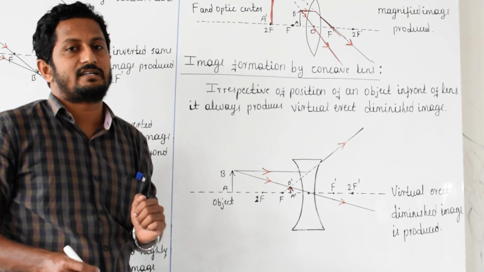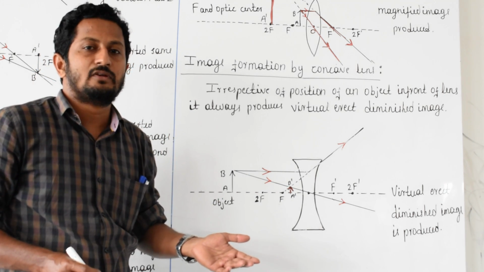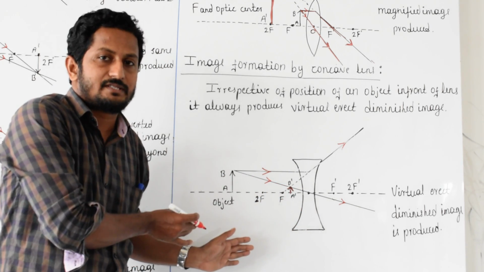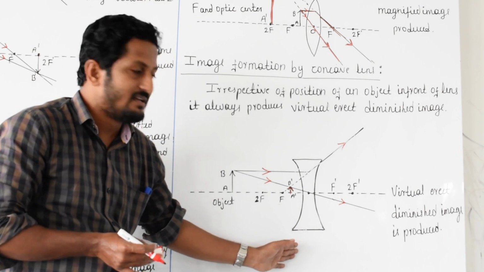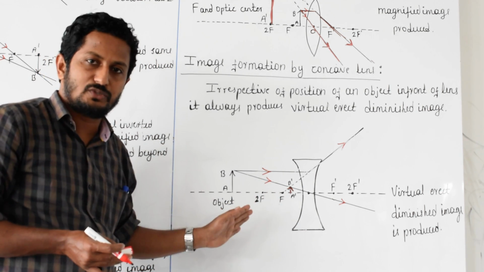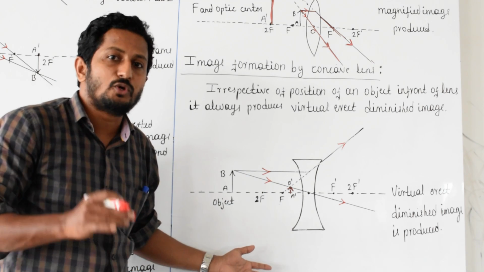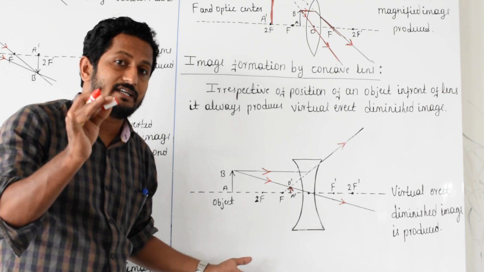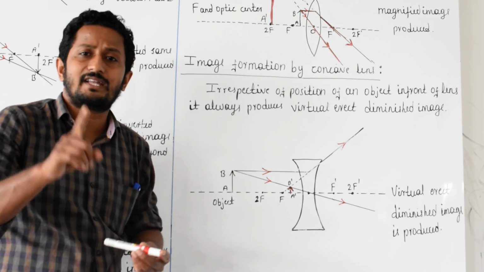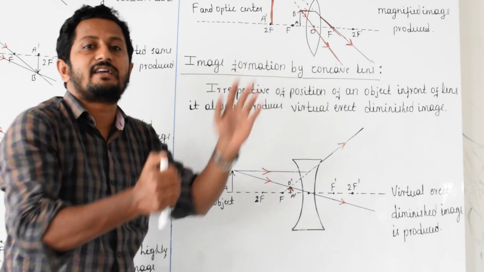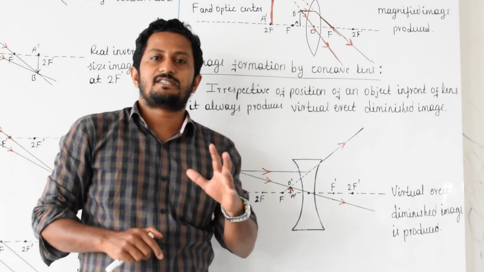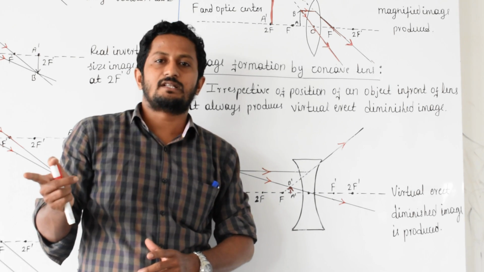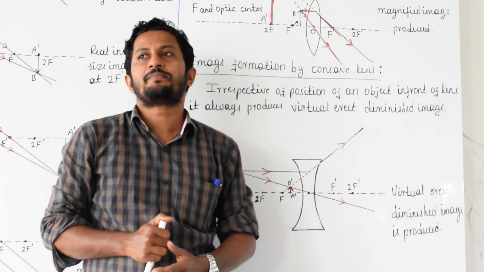That I already said. To come to know that, go with differently positioned objects. Take that concave lens, place the object at different positions and draw the diagram. You will notice always you will get a virtual, erect, diminished image. That is because of its diverging nature. Yes, this is about the image formation by both convex lens and concave lens.